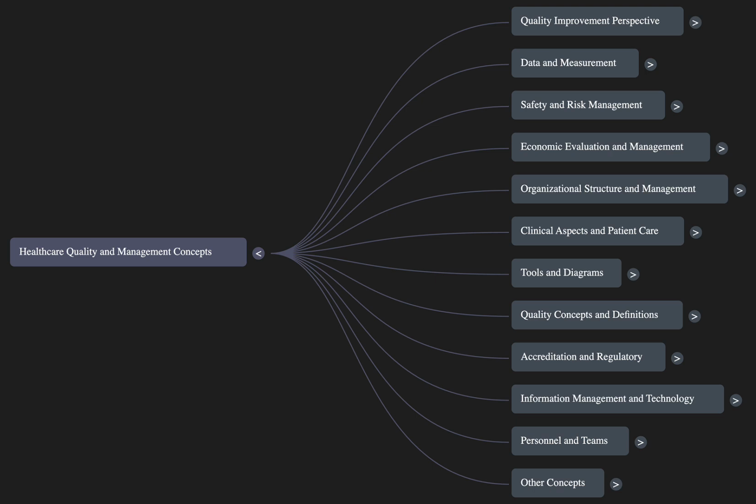Question 177 asks about the use of P-control charts. What do they help measure or determine? P-charts are a type of control chart used for attribute data, specifically proportions or percentages, like infection rates. They help measure the stability of that proportion over time, compare performance to a threshold, and determine if variation is common cause or special cause. For tracking percentages over time.